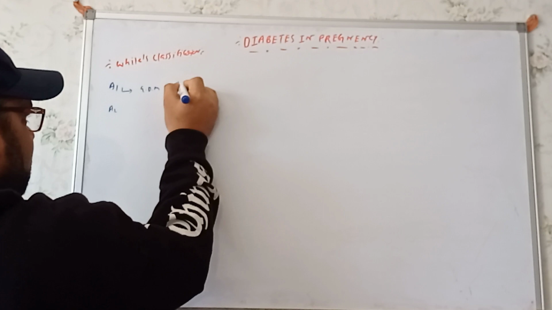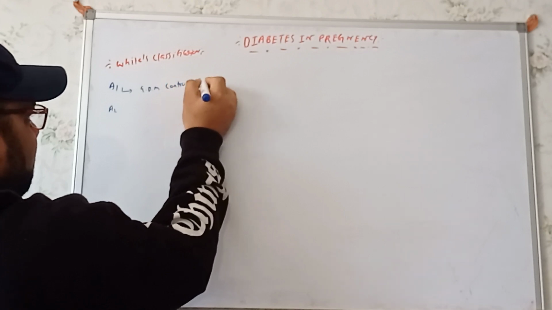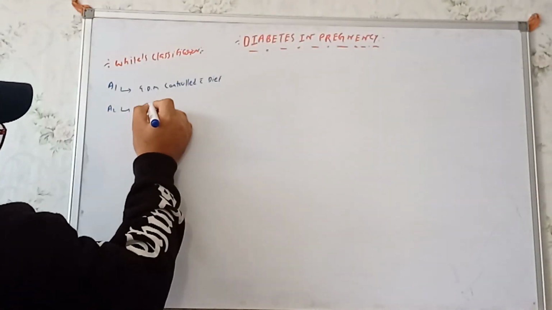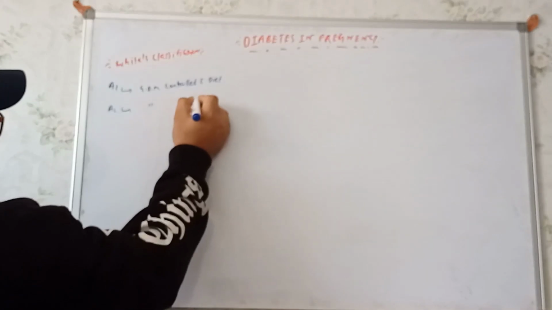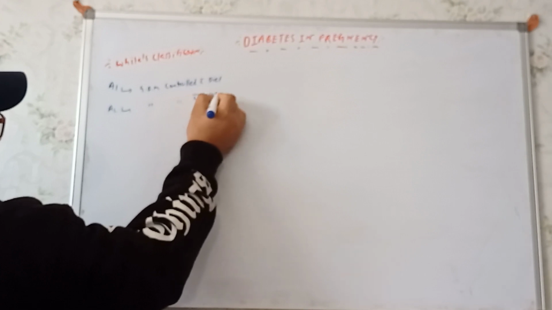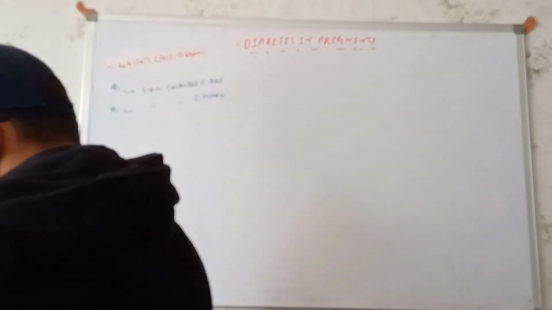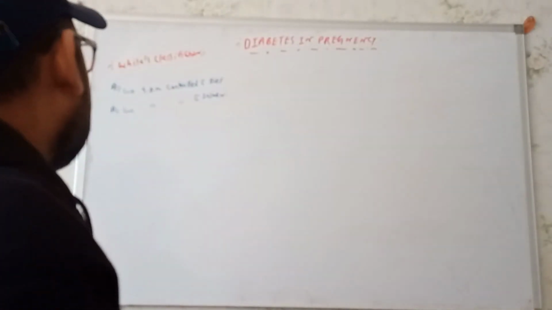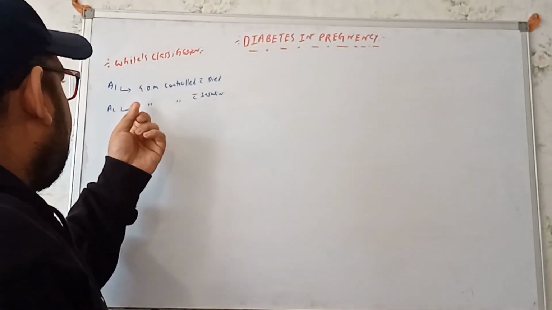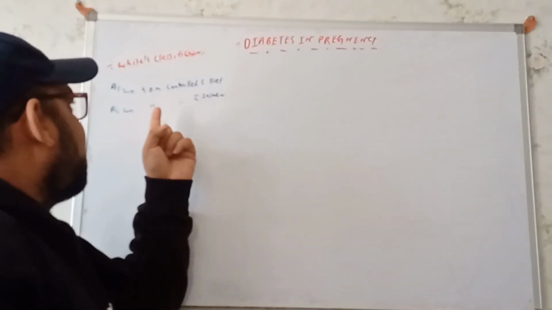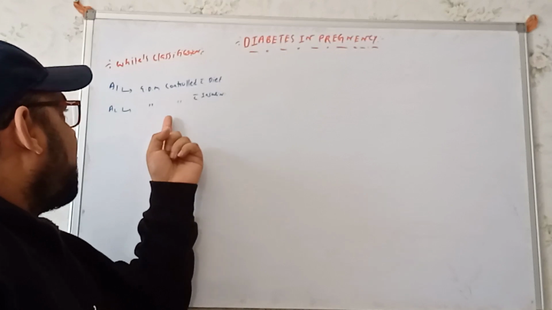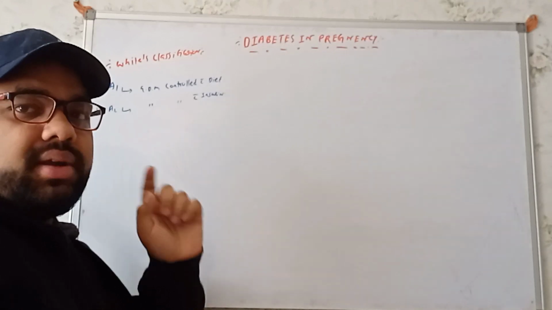Simply controlled with diet. And A2 defines gestational diabetes mellitus controlled with insulin. So under White's classification we get two types of gestational diabetes mellitus, A1 and A2. A1 is controlled with diet, and A2 is controlled with insulin.